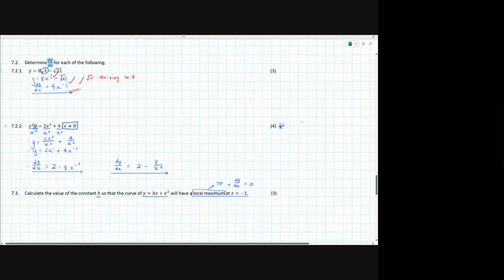The 4 marks here were for the 2x and the 4x to the power -2, so basically dividing by x squared and simplifying everything. Then your next 2 marks were for the derivatives of each of those terms. So that's where your 4 marks came from.